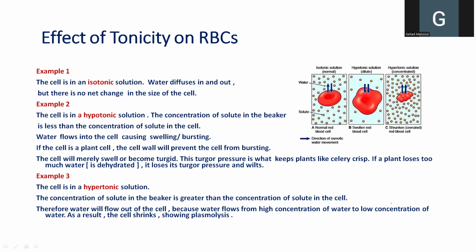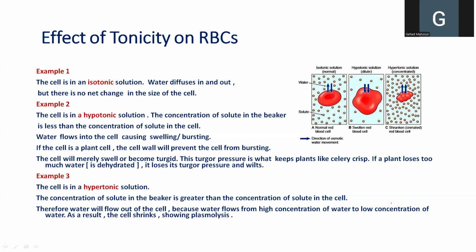If it is an animal cell, it will burst, but if it is a plant cell, the cell wall will resist bursting, and the cell will merely swell or become turgid. This turgor pressure, or the hydrostatic pressure leading to turgidity, is what keeps the plant, like celery, crisp. If a plant loses too much water and is dehydrated, of course, the turgor pressure will diminish.